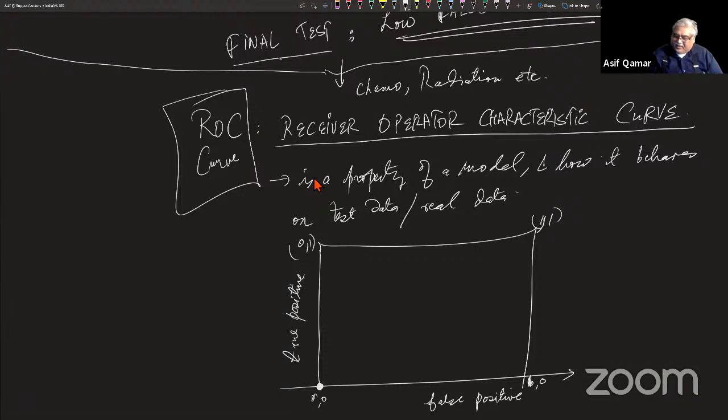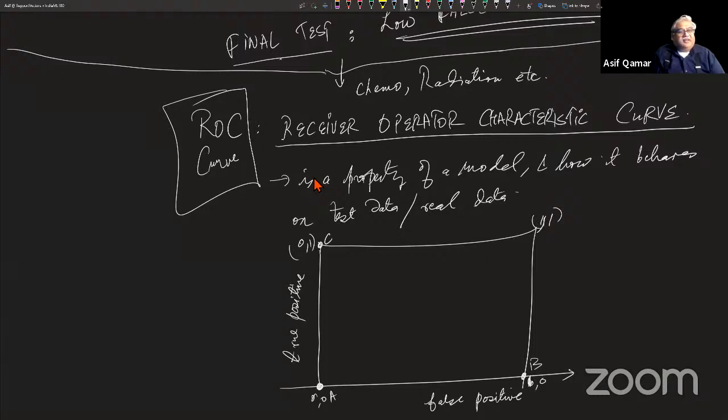On the other hand, this point, let me call it A, B, B point represents a situation in which you have no true positive. Everything is just false positive, right? That's a pretty bad model. C represents a model in which everything is true positive and the false positive rate of the model is zero. That is a pretty nice model, you would imagine.